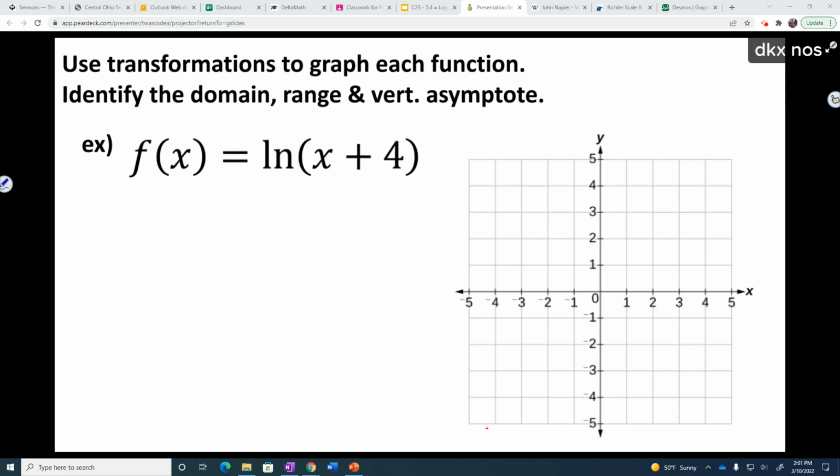So we're going to start with the parent function. Always just start by drawing it through 1.